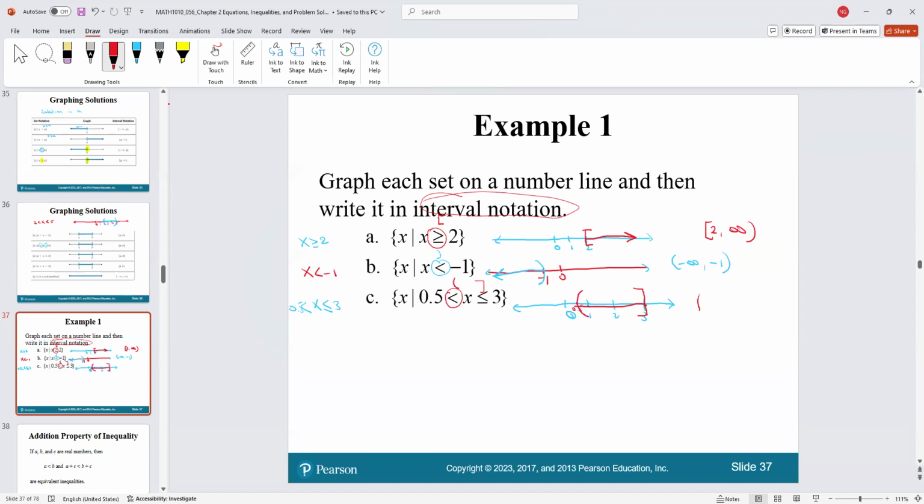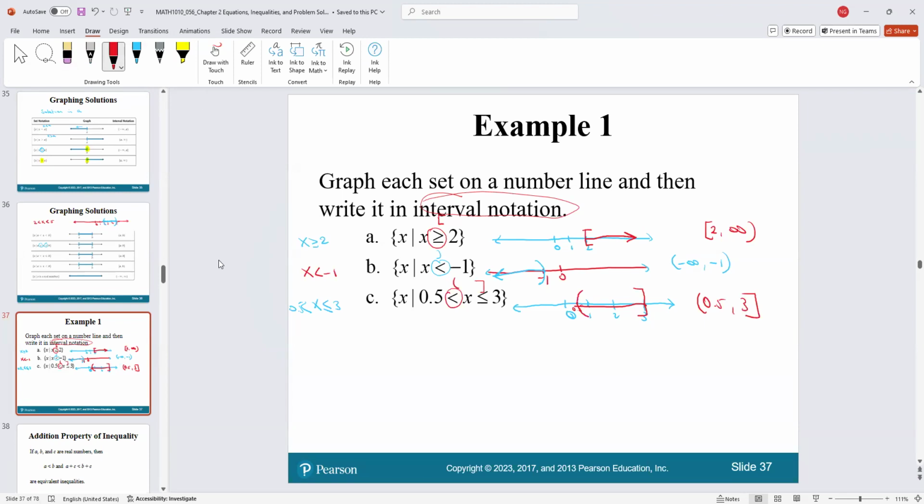Whatever you see on the graph, that's not negative. That's only 0.5 and 3. One side has a bracket; the other side we're not using a bracket because we know it's strictly less than.